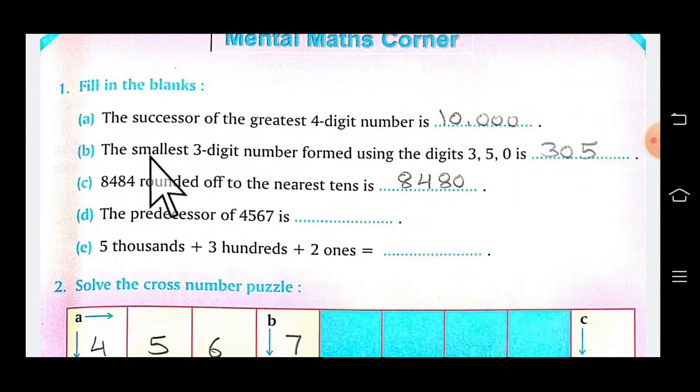Next is the smallest three digit number formed using the digits 3, 5, 0. To form the smallest number, arrange all digits in ascending order, but 0 on the first place is not possible, so it is placed on the second place. So our smaller number is 305.